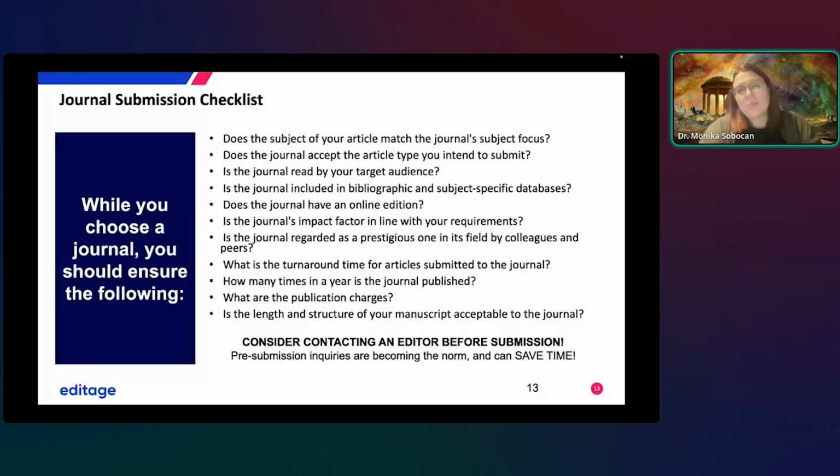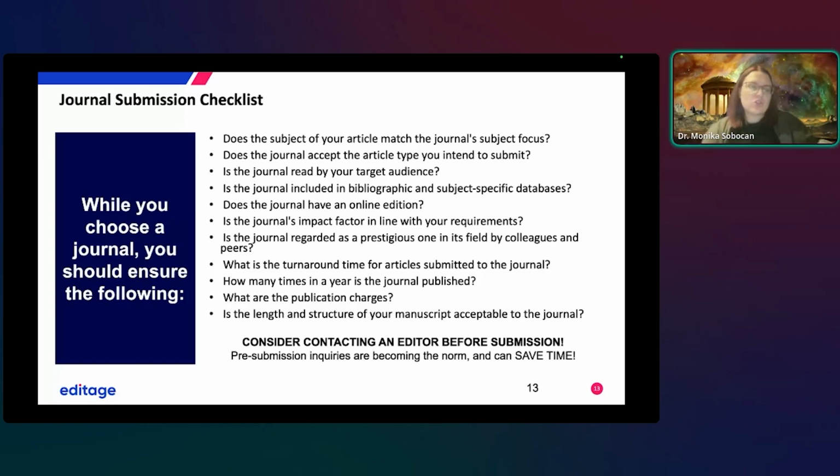So, for that point, you need to also think about the speed of the publishing. Then the next question is, is the journal's impact factor in line with your requirements? So, do you need anything in the first quartile, in the second quartile? What is the least and most acceptable option for you in terms of the impact factor?